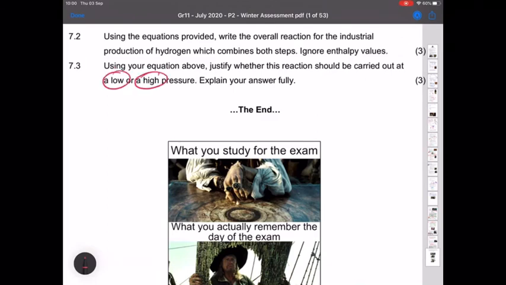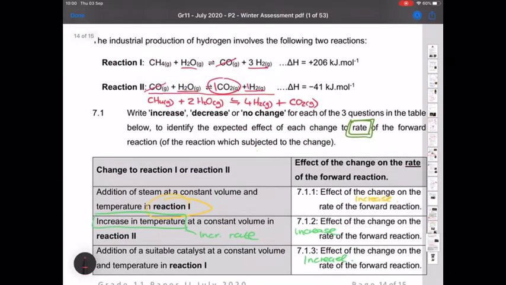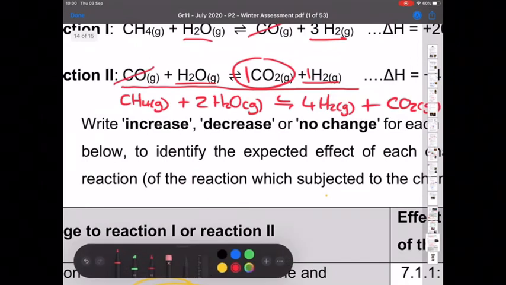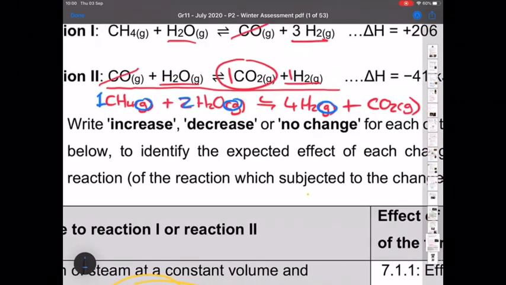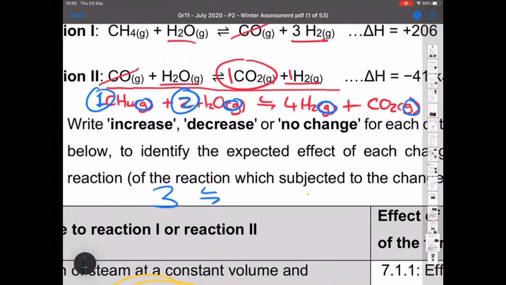Question 7.3 asks, using your equation above, justify whether this reaction should be carried out at a high pressure or a low pressure. Explain your answer fully. So you need to consider the number of moles of gas on the left versus the number of moles of gas on the right. So for this equation, we've got 1 plus 2, these are all gases, which gives us 3 moles of gas on the left, and it's in equilibrium with 4 plus 1, so 5 moles of gas on the right.